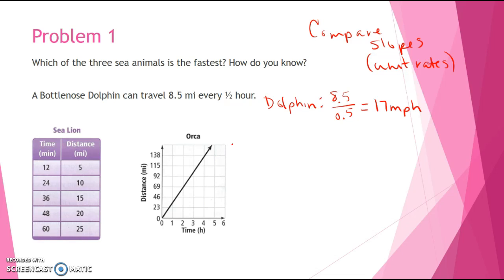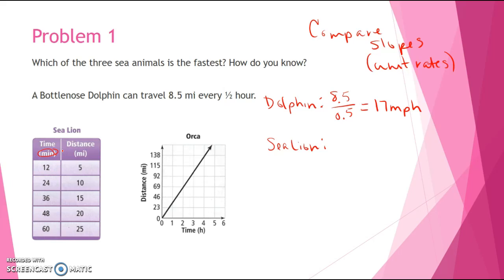And so then we move on to our sea lion. And I need to find its slope. And so I'm given a table here. Now the issue with this compared to the others is our time is given to us in minutes. So in 12 minutes, the sea lion travels a distance of 5 miles, which is pretty impressive. But at the same time, that doesn't help us with distance or miles per hour. So we have to change our minutes into hours.